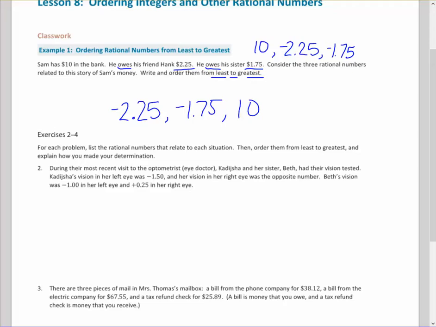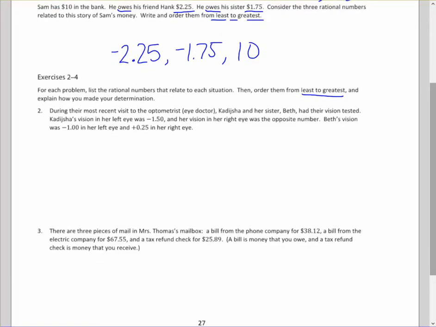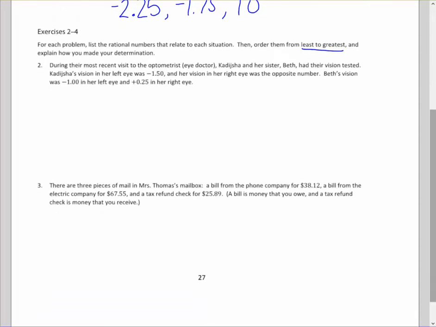All right, for each problem, list the rational numbers that relate to each situation. Then order them from least to greatest and explain. I'm not really big into that, because we talk about this kind of stuff so much, you could just pretty much say this number is further left on the number line, pretty much every time. We're going to skip example 2. I'd like to go to question 3.